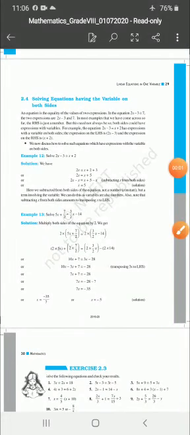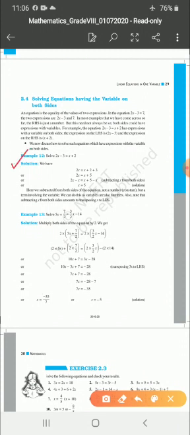Grade 8 Mathematics, Chapter 2: Linear Equations in One Variable. Now we are going to discuss solving equations having the variable on both sides. So this topic we are going to discuss now. Let us see the first example. Solve 2x minus 3 is equal to x plus 2.